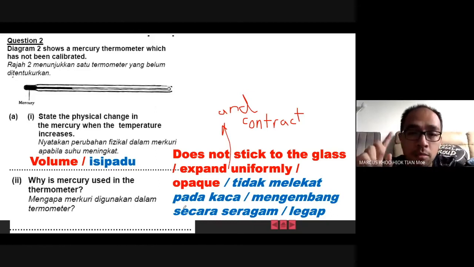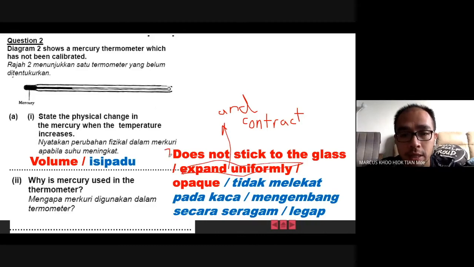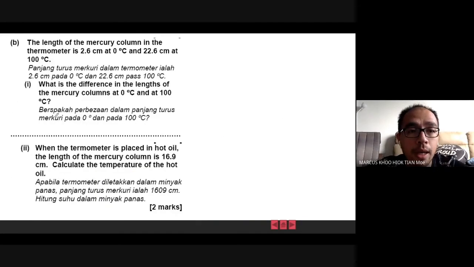But for me, the most important reason is this one. This is number one, then this one is number two, then this one is number three. The most important reason is because it expands and contracts uniformly. All right. What is the difference between the lengths of the mercury columns at 0 degrees and 100 degrees Celsius?